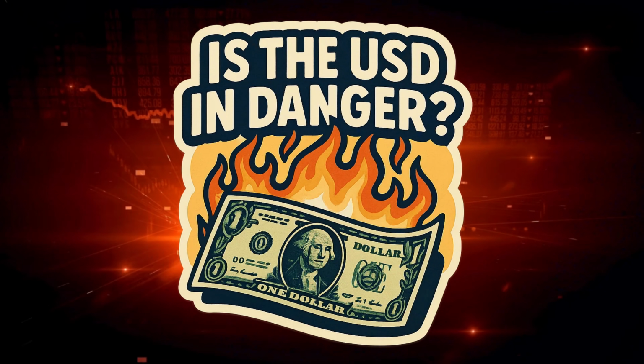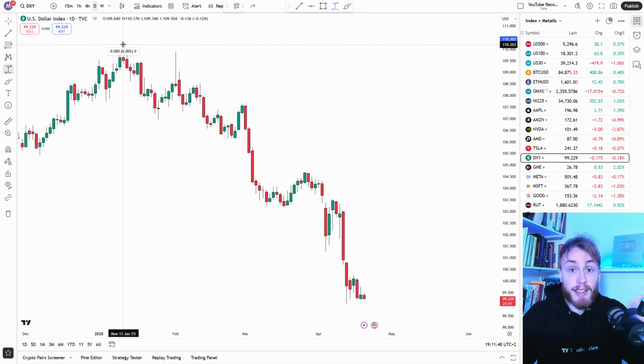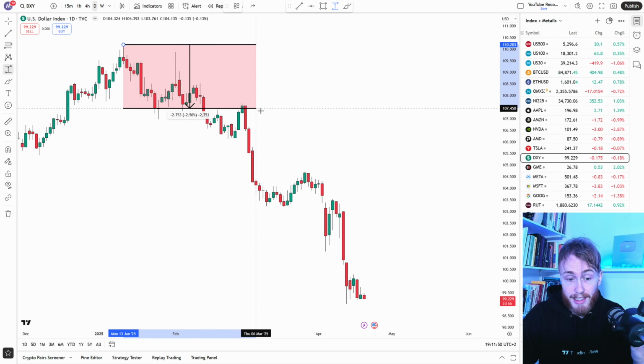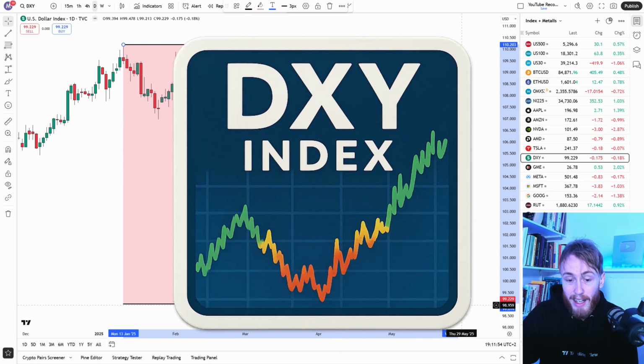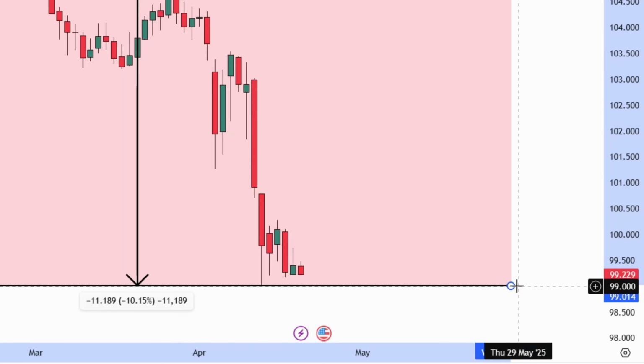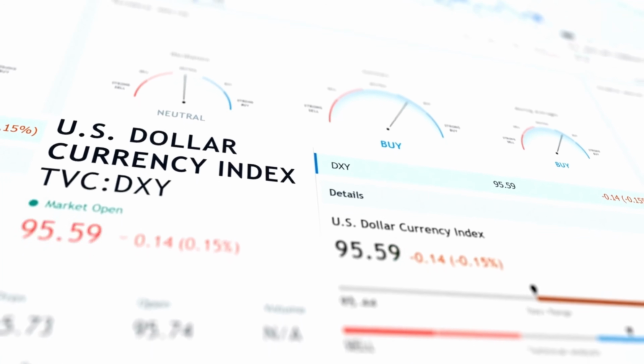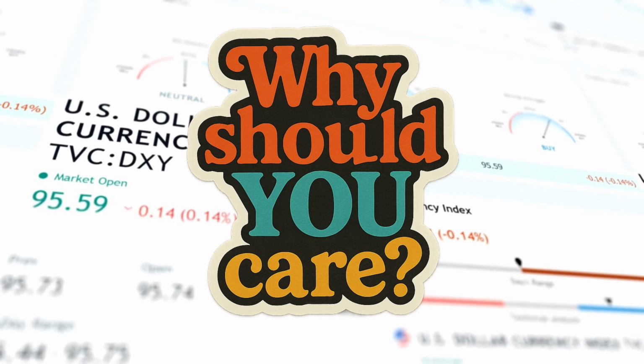Is the US dollar in danger? We'll take a close look at this chart right here. Since the beginning of this year, the DXY has dropped around 10%. But what exactly is the dollar index and why should you care?